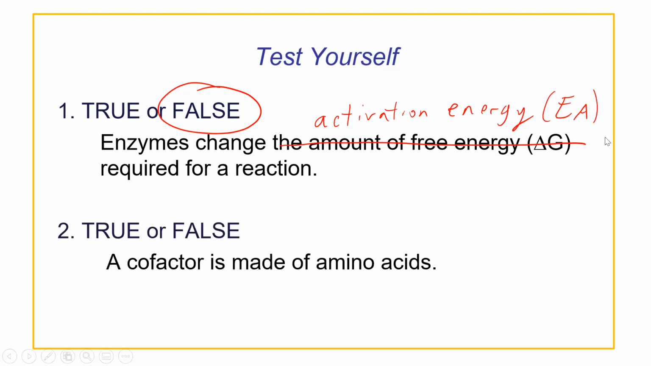Number 2, true or false? A cofactor is made of amino acids. This is definitely false. And you saw in the previous slide, by definition it was a non-peptide component of an enzyme. So it could be made out of all sorts of things other than amino acids: minerals, vitamins, those kinds of things.